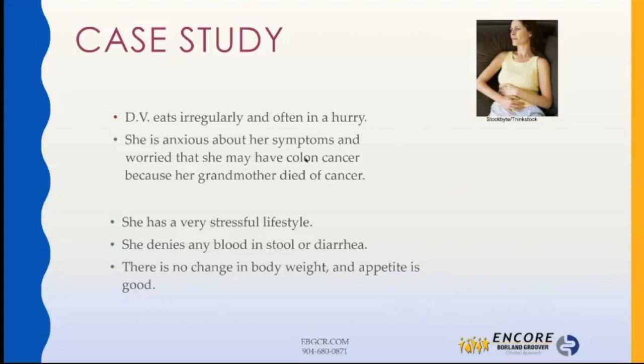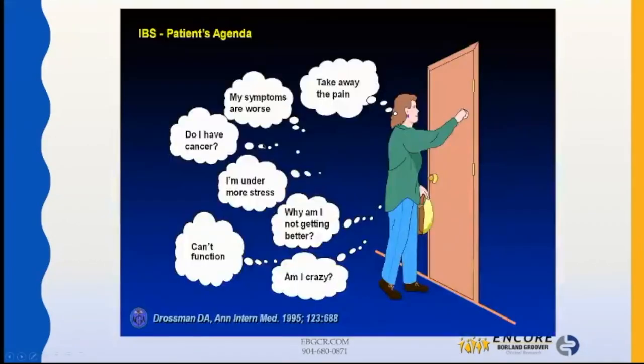So going back to our patient, she eats irregularly and often in a hurry. She's anxious about her symptoms and worried that maybe she has more than just irritable bowel syndrome, especially because her grandma had cancer. She's wondering if she might have colon cancer. She has a very stressful lifestyle. However, on questioning, she denies any blood in the stool or diarrhea, mainly she's constipated, and no change in body weight. She's not losing weight, and she indicates she's eating well.